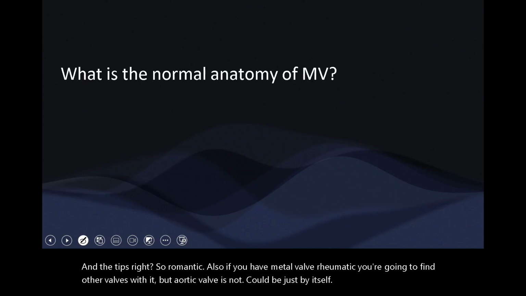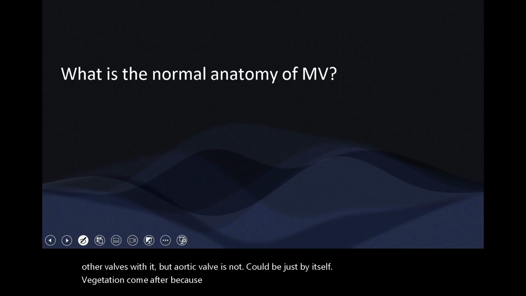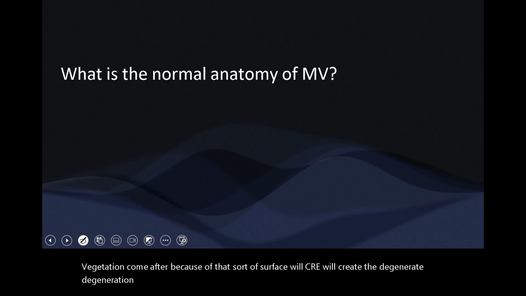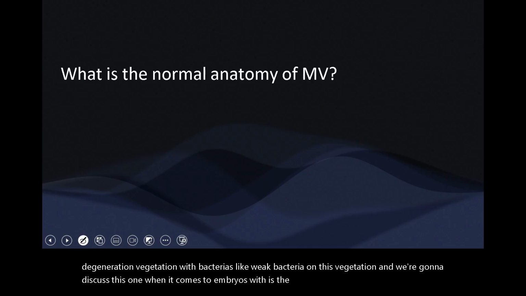Vegetation comes after, because the rough surface from degeneration will create vegetation, with weak bacteria on this vegetation, and we're going to discuss this one when it comes to embolus. What is the complication? It is embolism, septic embolus coming from the vegetation.